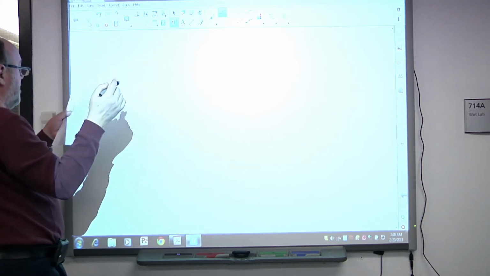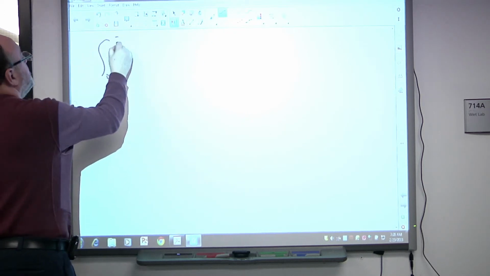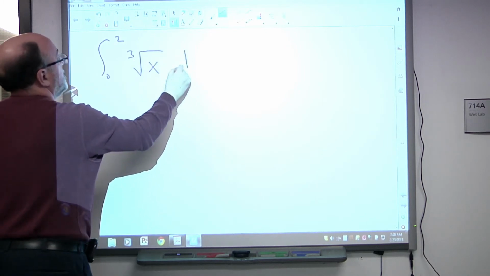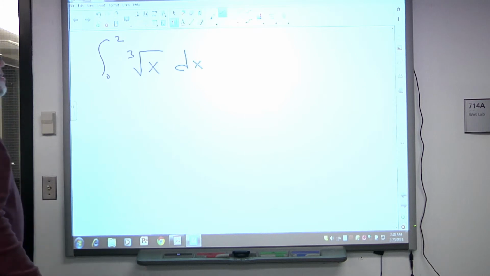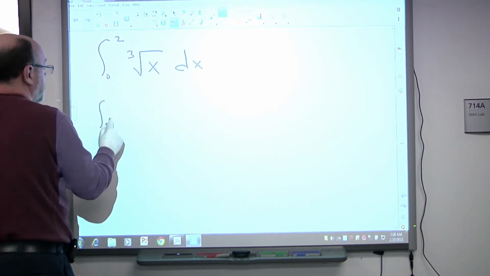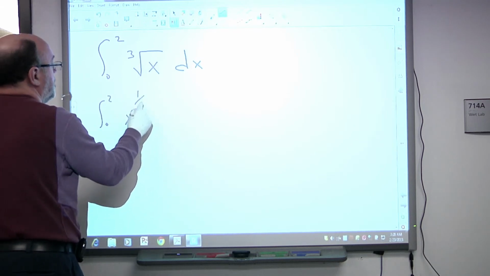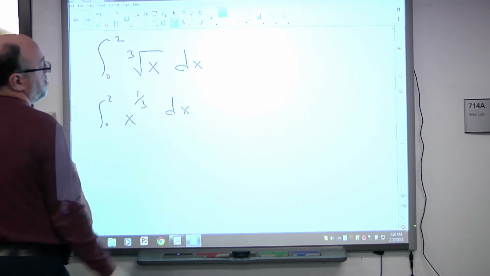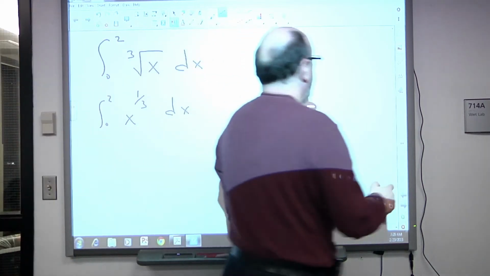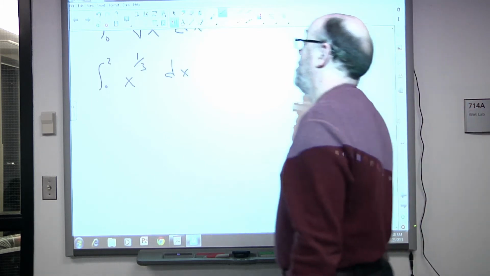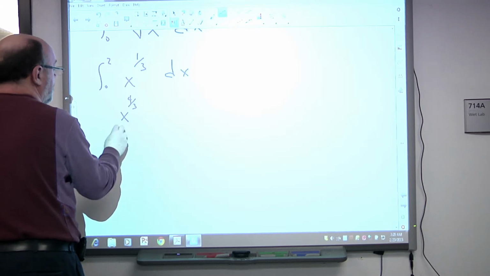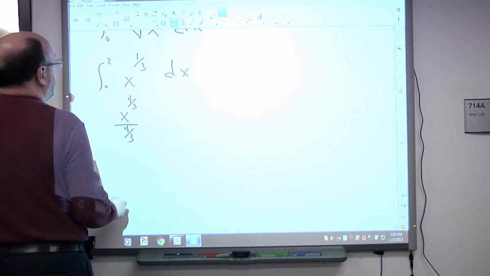What happens when we have radicals? So 0 to 2, cube root of x dx. Well, do the same thing we did when we had derivatives. We're going to change this into an exponent. Okay, so we get that. So again, the rule is to add 1 and then divide by the same number. So this becomes x to the 4/3 over 4/3.